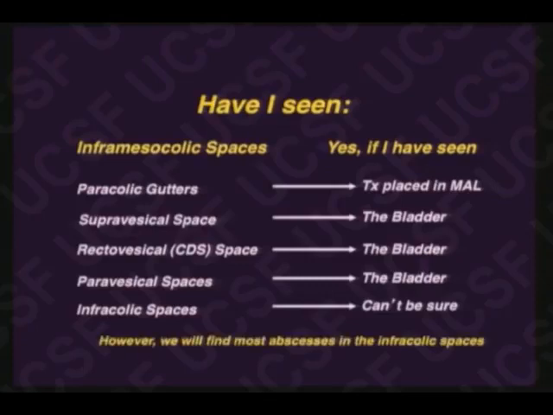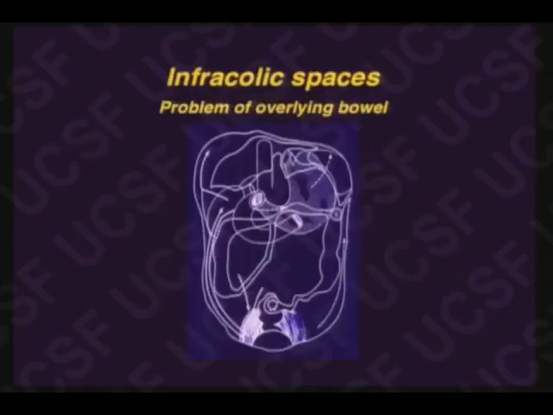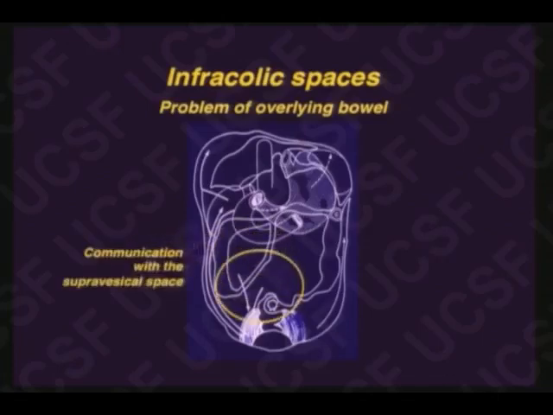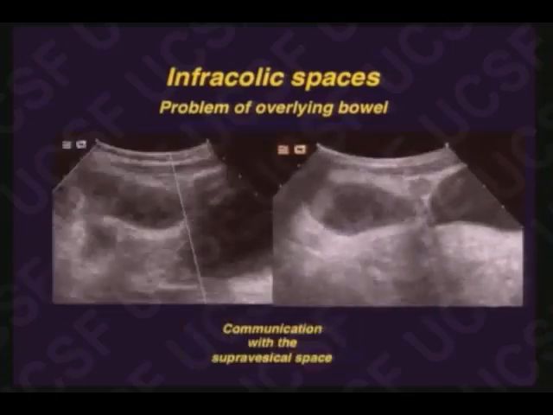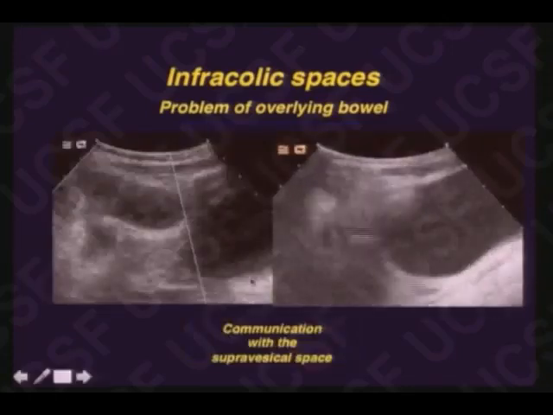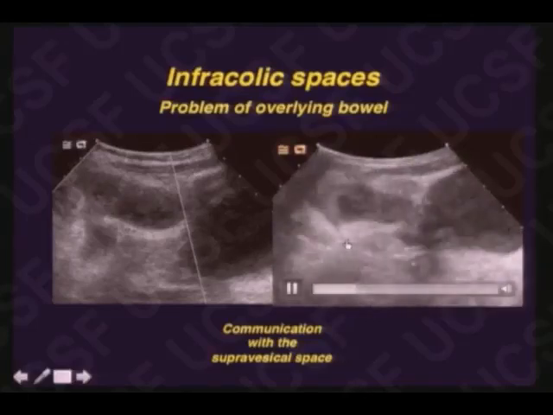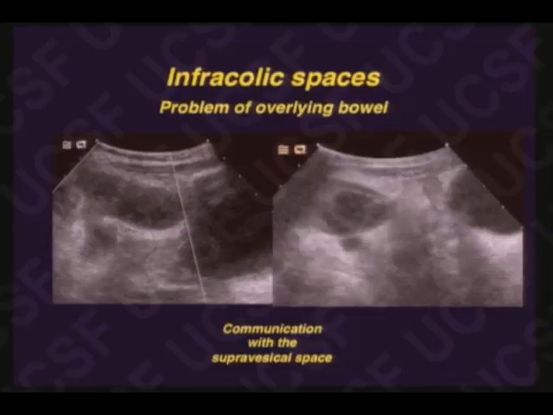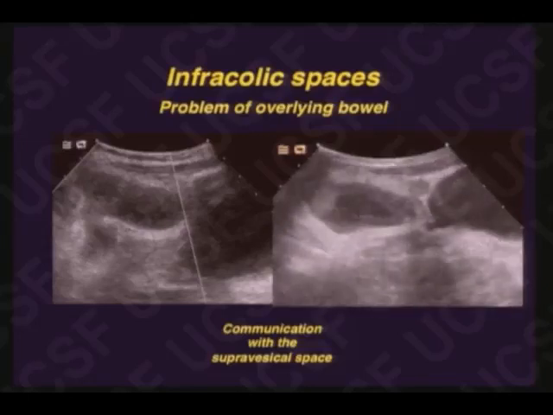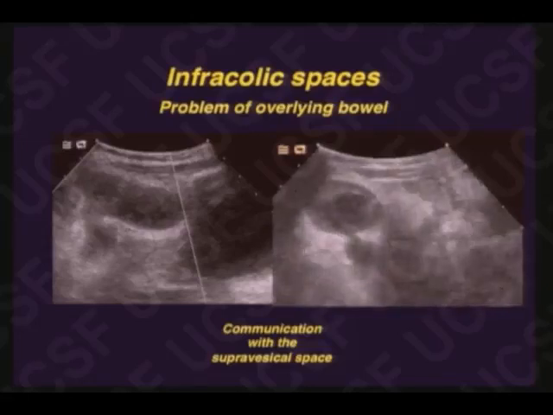However, I'm still going to find most of the abscesses in the infracolic spaces. Why is that? Because the infracolic spaces communicate freely with the supravesical space. So if I have some urine in the bladder, I have a fighting chance of finding this abscess, even though that abscess is not in the supravesical space. It's actually in the right infracolic space.